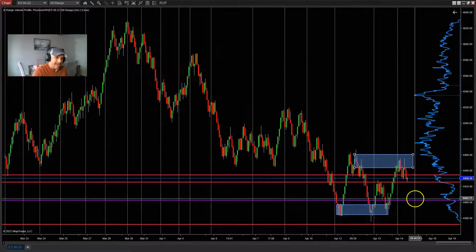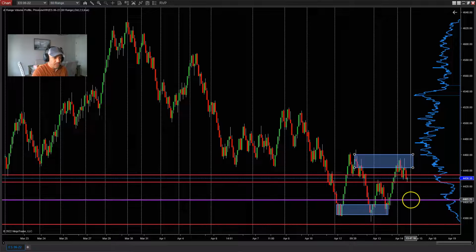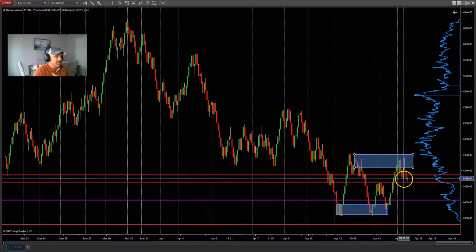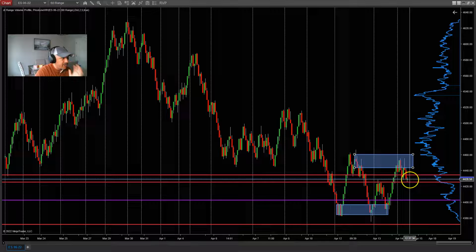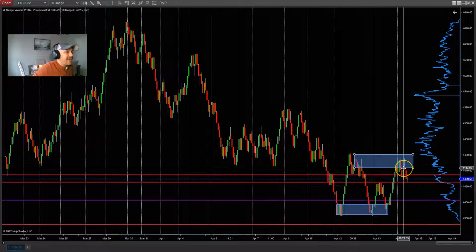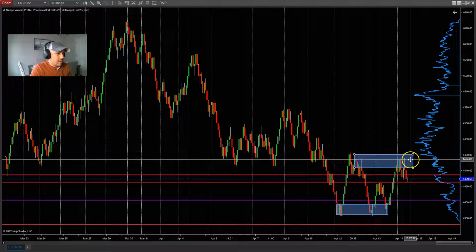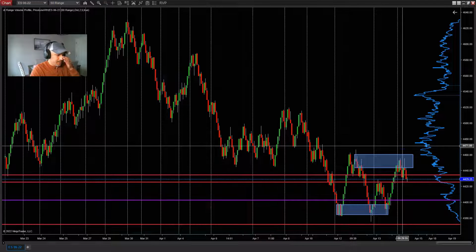So really, I would like to see price pull back or push lower into this area of demand right here. But if you do, for some reason, take a long in this area here, be very careful because you have supply off the higher time frame. So price could reject here, push up here, and you may get caught up and trapped here. So be careful. All right.